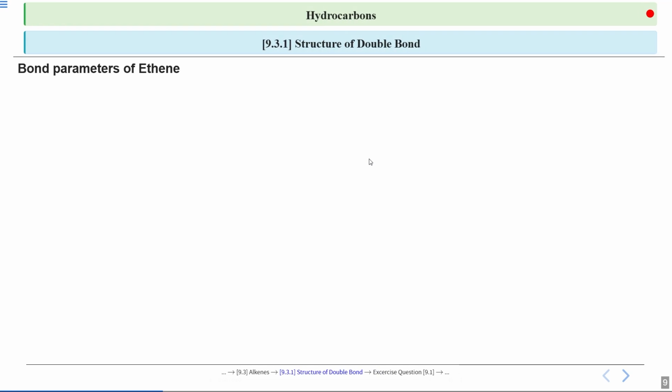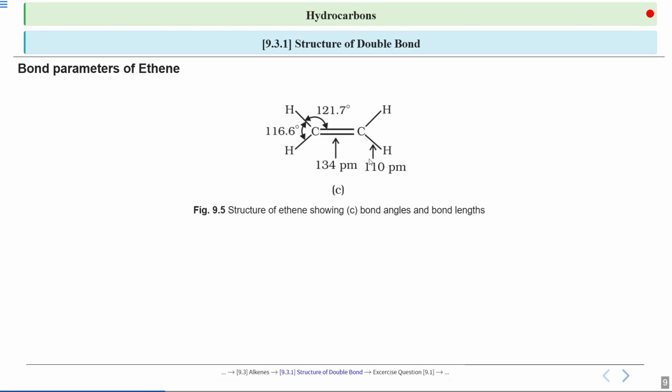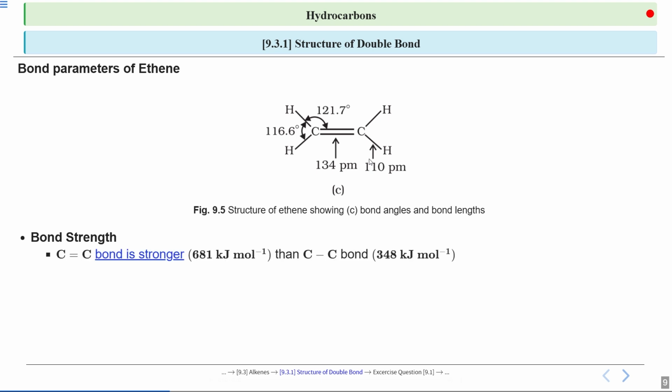So, continuing with the bond parameters of ethene. Now this was the image. Some part of this has already been discussed. Now we will discuss the bond strength. What can be said about the bond strength?